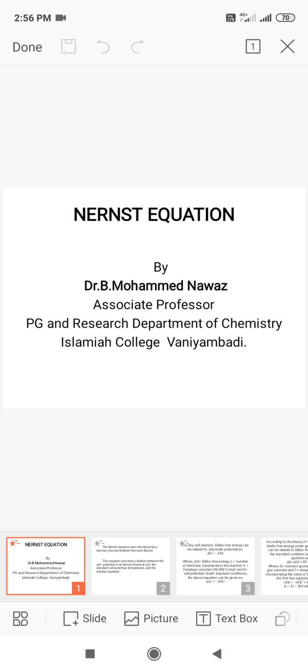Now, we are going to discuss the Nernst equation, which is very useful for the students who are going to appear for various competitive examinations like CSIR UGC NET, SET, NEET, JEE Main, Advanced, UPSC and TNPSC examinations.